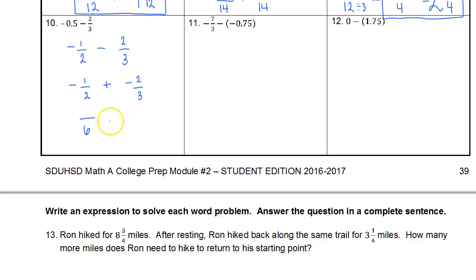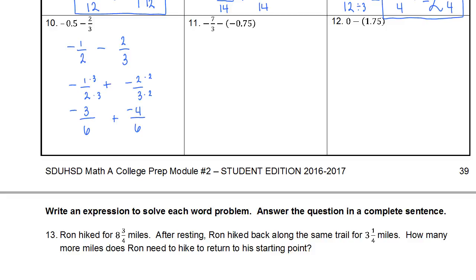My common denominator for these two fractions will be 6. Both 2 and 3 divide into 6 evenly. If I multiply 2 times 3, I get 6, so 1 times 3 is 3, so negative 3 over 6. If I multiply 3 by 2, I get 6, and of course 2 times 2 is 4, and that would be a negative 4 over 6.